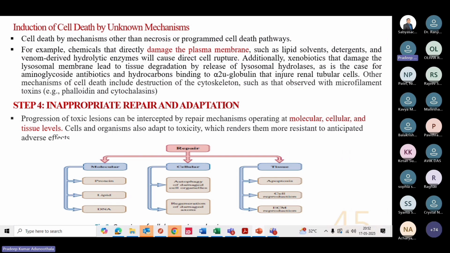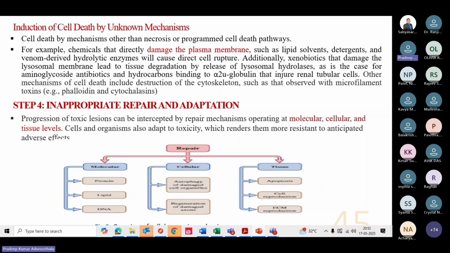Induction of cell death by unknown mechanisms. In this process, there is no defined mechanism involved, like we saw in the earlier steps. In this the mechanism is unknown. This is just damaging of the plasma membrane. The cell death happens by pathways other than necrosis or programmed cell death pathways. If any pathway other than necrosis or programmed cell death is involved, that process is included in these unknown mechanisms.